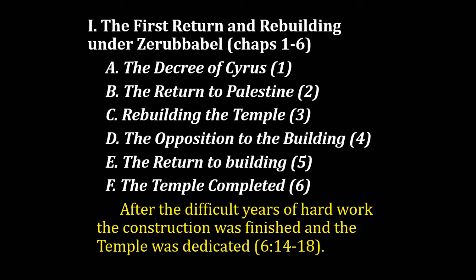And this is about 516, 515 BC. So we had the temple started in 536, came to a stop in 520. It's then going to be resumed at that time, and it's going to be carried on until 515. Then we have the second return and reform under Ezra, chapter 7 through 10.